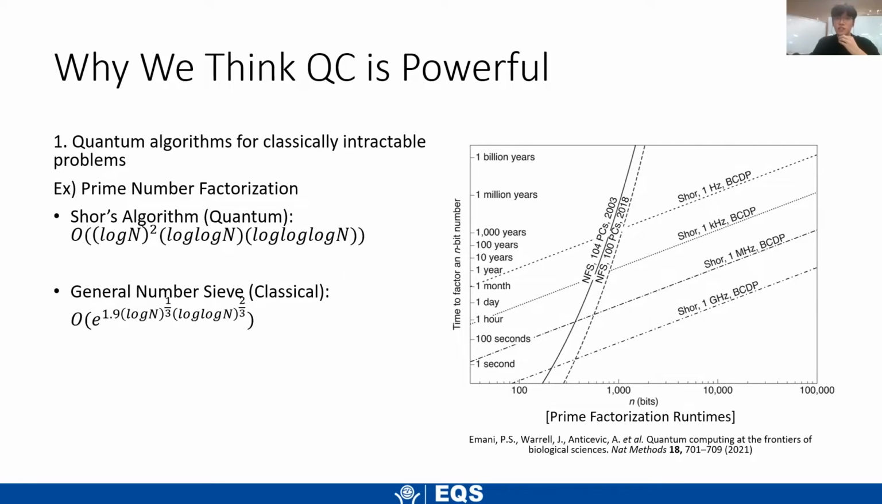The first reason is that we have very good examples of quantum algorithms for classically intractable problems. And the main example that we all know is prime number factorization. So I have some big O notation complexities here for the best performing quantum algorithm, which is Shor's algorithm, and the best performing classical algorithm, which is the general number field sieve, denoted on the right as NFS. And we can see that Shor's algorithm has almost exponential speedup over the classical algorithm.